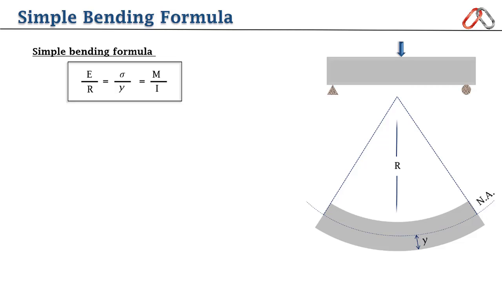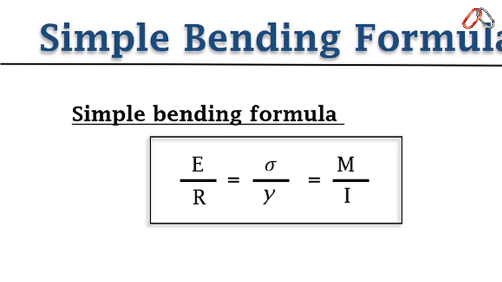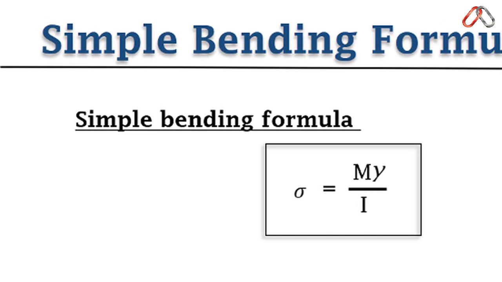Here R is the radius of beam curve after bending and 1 upon R is called curvature of beam. It is a very important factor. We will use it in flexural theory of RCC beam. We represent it with phi. We write this formula in the form of bending stress like this. Here we know that M is applied moment and I is moment of inertia.